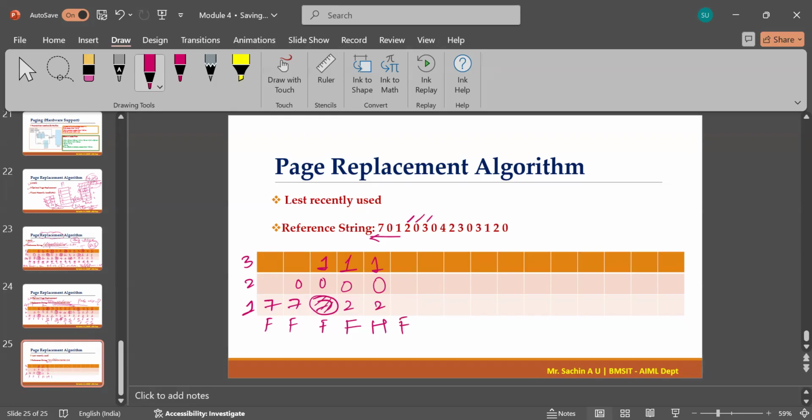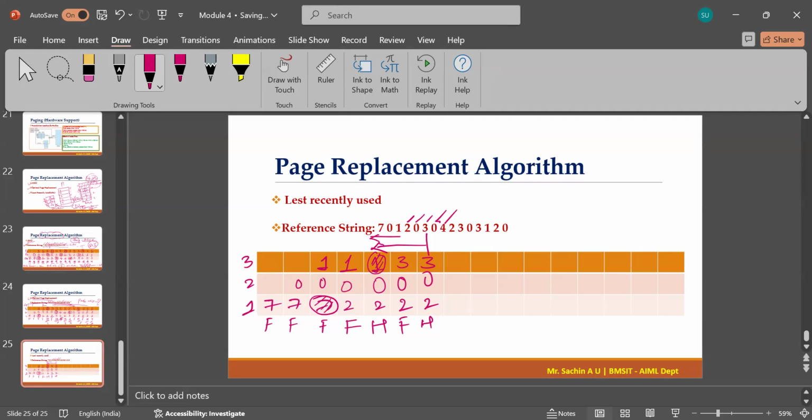3 we don't find here. After 3, if you look at the past usage, 0 is recently used, 2 is recently used, 1 is before 0 and 2. So here you should replace 1 by 3. After 3, again we are searching for 0. 0 is present, so we term it a hit. And after 0 I am looking for 4.